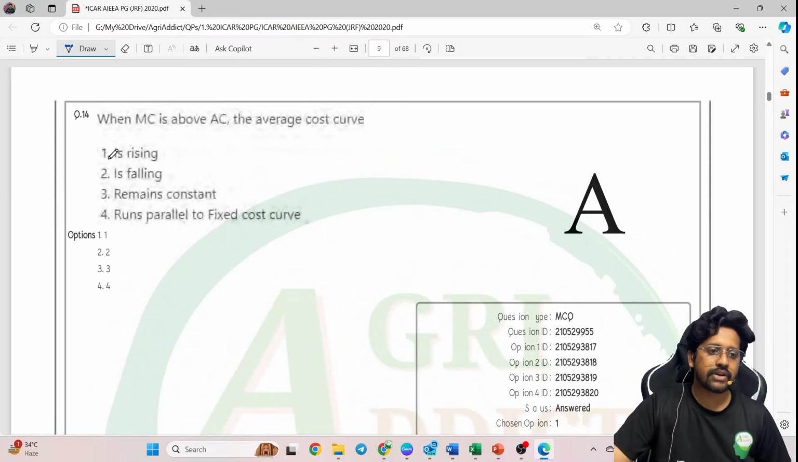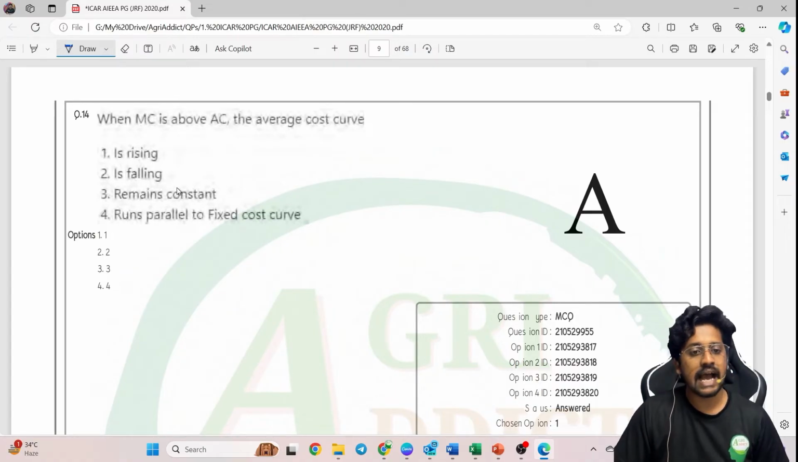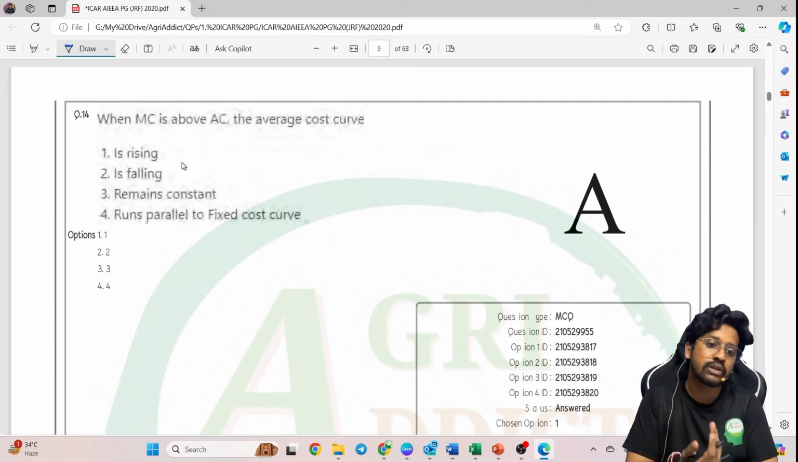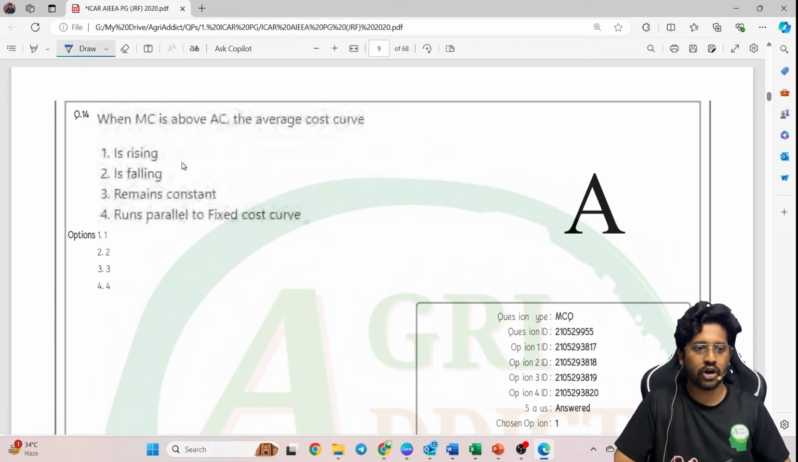Okay, there is a question from the cost concepts. Question number 14. When MC is above AC, the average cost curve will be. What will be the nature of the average cost when MC is above the average cost curve? Whether it will be rising or falling, or remains constant, or runs parallel to the fixed cost curve.